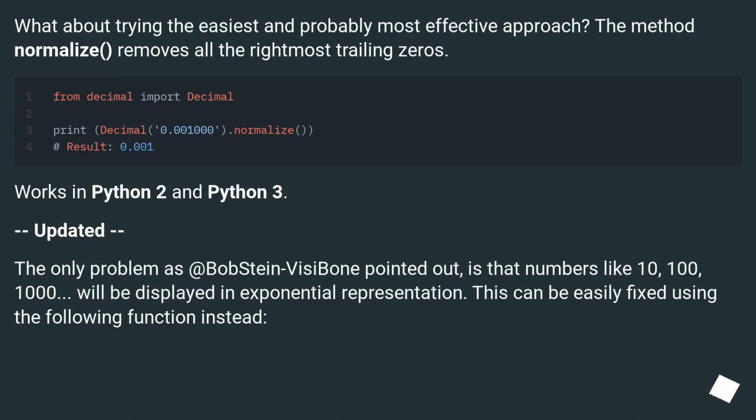What about trying the easiest and probably most effective approach? The method normalize removes all the rightmost trailing zeros. Works in Python 2 and Python 3. Updated: the only problem, as Bobstein-Visibone pointed out, is that numbers like 10, 100, 1000 will be displayed in exponential representation. This can be easily fixed using the following function instead.